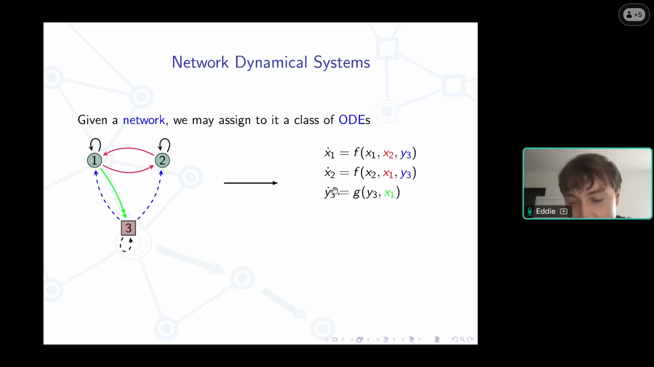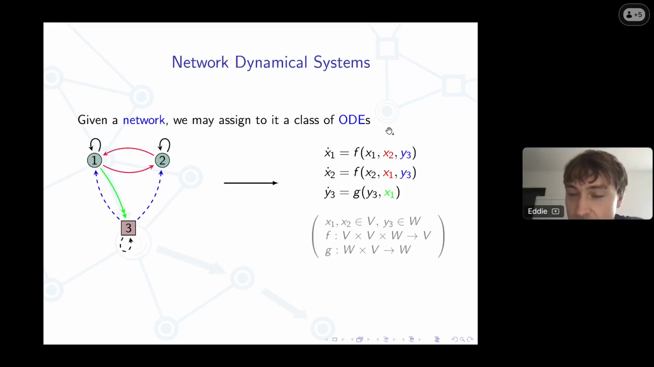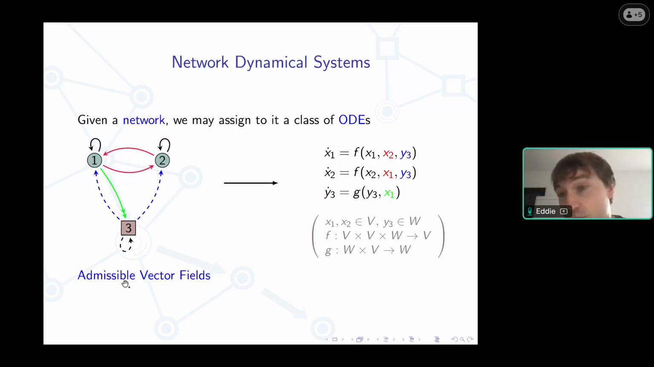We're just doing ODEs. And you have to be a bit careful with the phase spaces, the domains and the codomains. But if you fix that and you let f and g vary, you have a whole class of ODEs that somehow captures this interaction structure. We call these the admissible vector fields. We typically call them admissible vector fields for the given network. So I'm interested in these kinds of objects. I'm interested in their behavior.